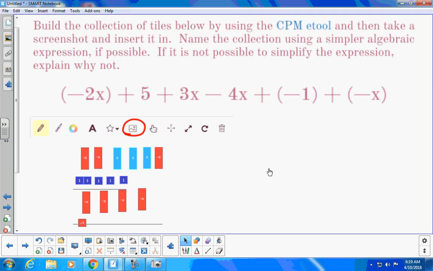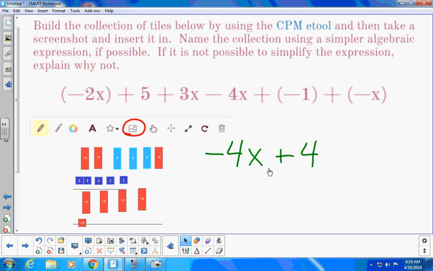So you could hit the draw key, you could hit this to type, okay? Type in negative 4x plus 4. So when I look at your answers, I want to see both. I want to see the picture of the original tiles and the simplified expression, okay?